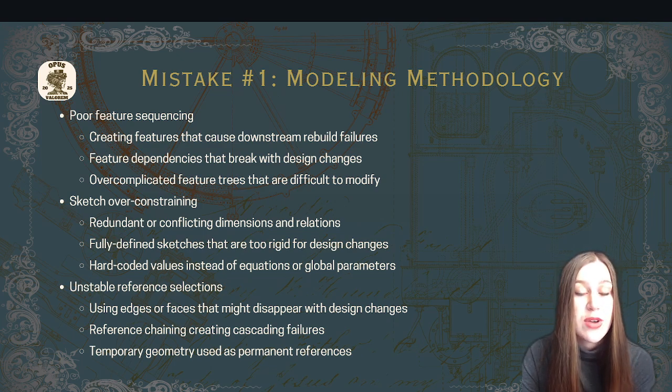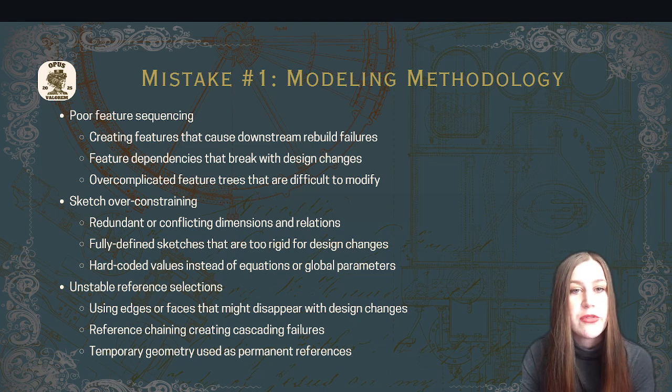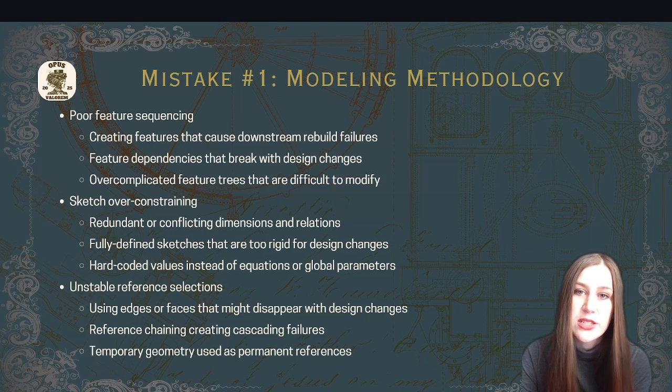When looking at constraining your geometry, often there may occur some redundant or conflicting dimensions or relations. The sketches that are fully defined may be too rigid for design changes. If you change one dimension, another one breaks or is not valid anymore. Hard-coded values used instead of equations or global parameters make design changes time-consuming and bound to break.